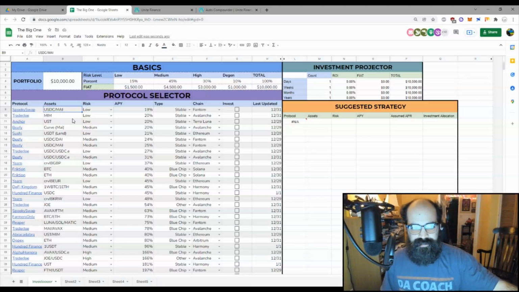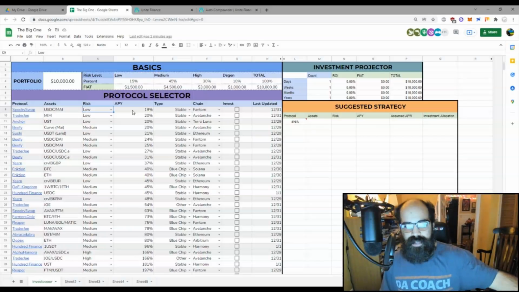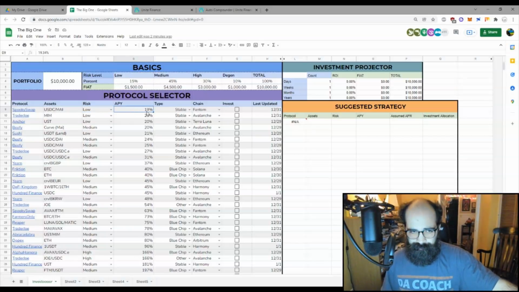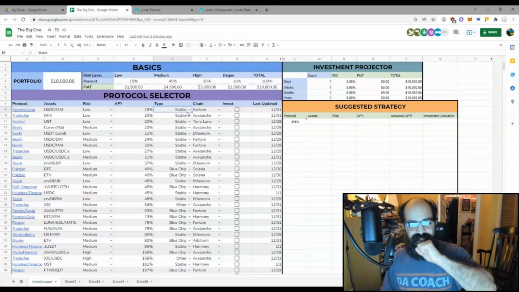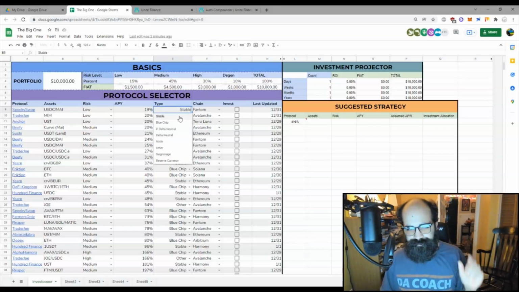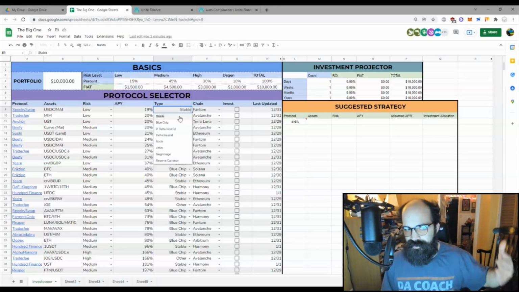Okay, so in this case, you have the protocol and a link. Then you have the assets, so you can sort of find out what you're doing there. The risk level, which you can change if you like. I've selected what I believe these are at, but if you want to change these risk levels, you're more than welcome to. So these are what I put them at, based on my own risk analysis. Then the APY, and then the type. So if you look at types, you have stable, which is just stablecoins, right? Sort of speaks for itself. If these protocols are simply using stablecoins and nothing else, it's going to be a stable type.